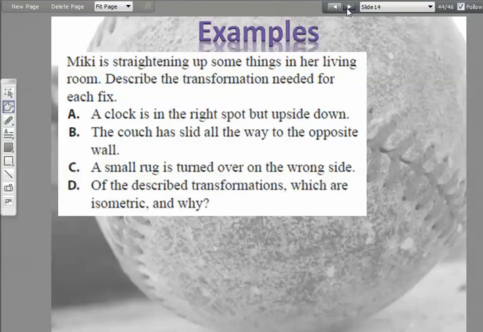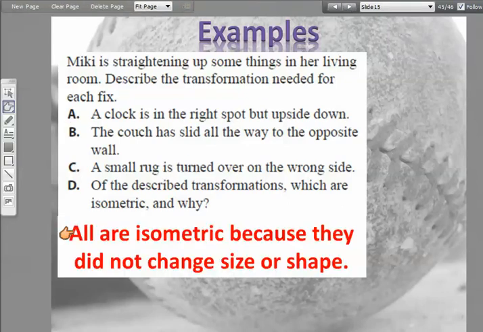Of the described transformations, which ones are isometric and why? Well, you got to remember, you go back to that one slide, it said the only transformation that is not isometric is a dilation. If we look at A, B, and C here, none of those was a dilation. All are isometric because they did not change size or shape. Remember, that's the key to the isometry, is that whenever they move, they don't change their size and they don't change their shape.